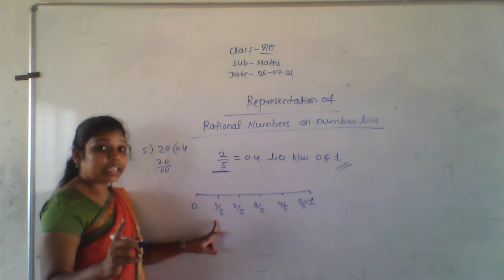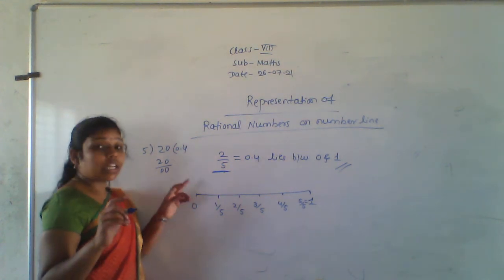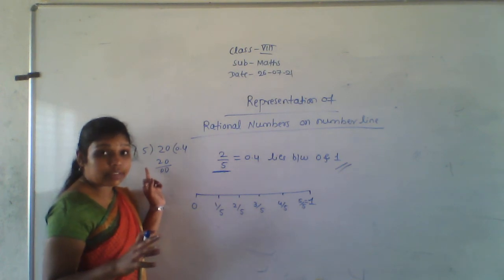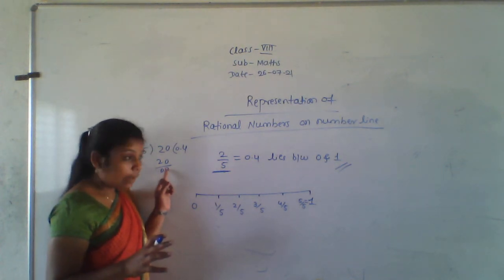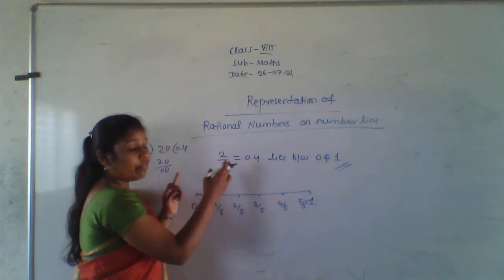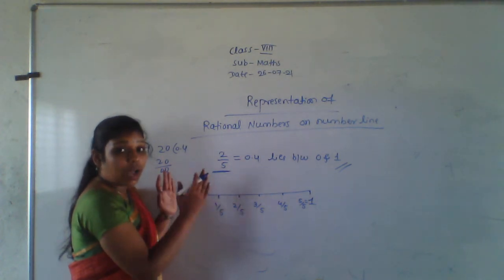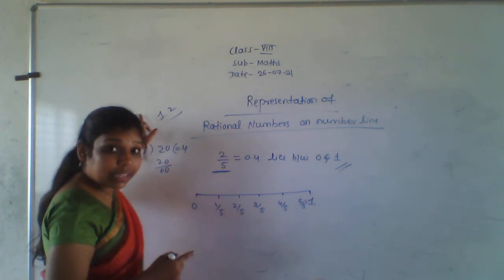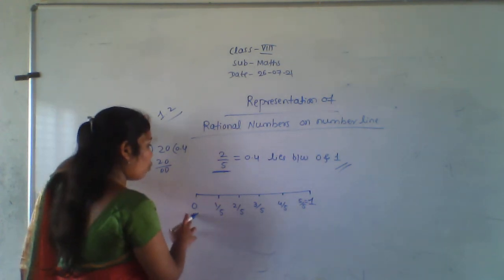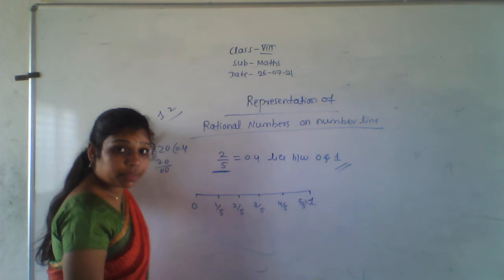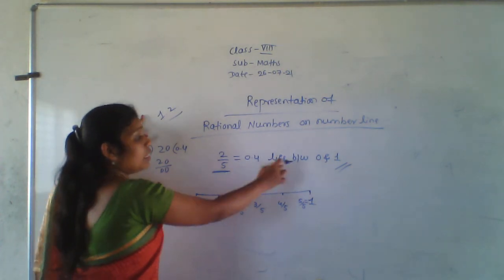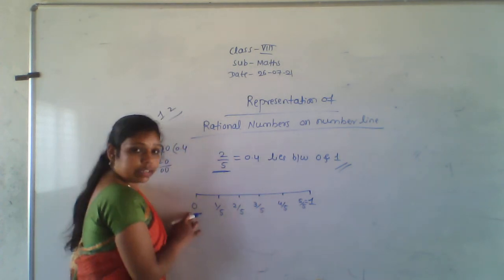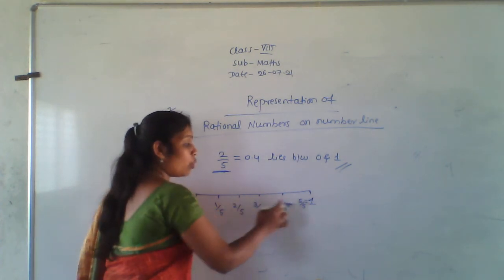Once again, listen here. Whatever rational number they give, the first thing we have to do is the division. If it is a point value, then it lies between 0 and 1. If it is 1.2, then it lies between 1 and 2, and you take the values 1 and 2 here. But here it lies between 0 and 1, for that reason I am considering only 0 and 1 here.